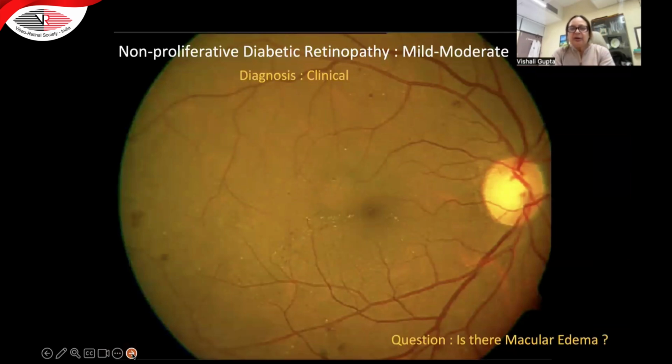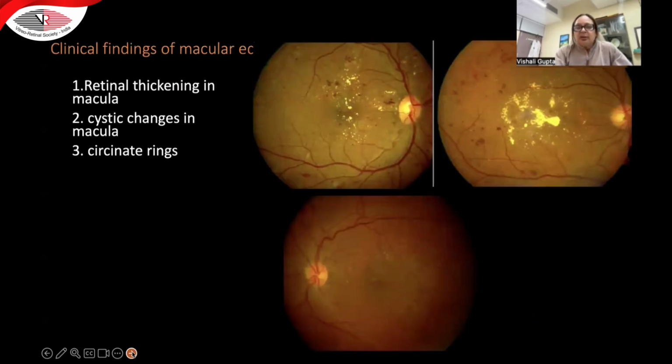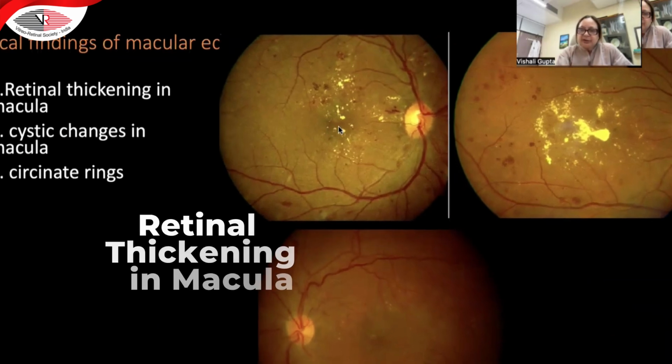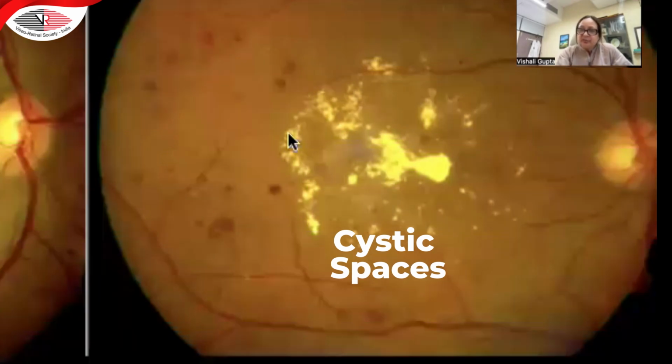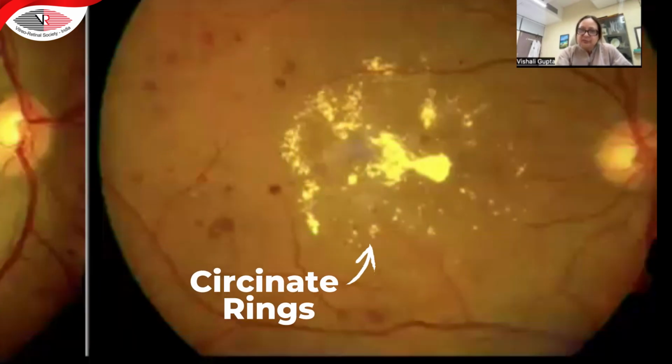As it goes on, the non proliferative disease becomes mild to moderate. So, you may have some hard exudates, as you can see in this photo, appearing under the fovea. On the fovea, some hemorrhages, dot and blot, and microaneurysms. Non proliferative per se does not cause any threat to the vision except if it develops macular edema. And what is macular edema? Basically three things you look for to give you a clue: retinal thickening in the macula, cystic spaces, and these circinate rings of hard exudates.